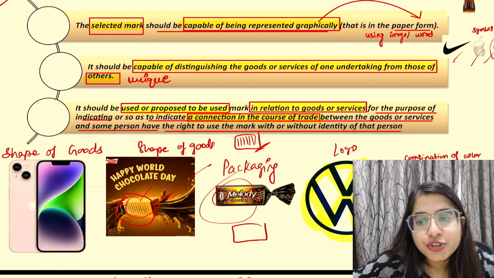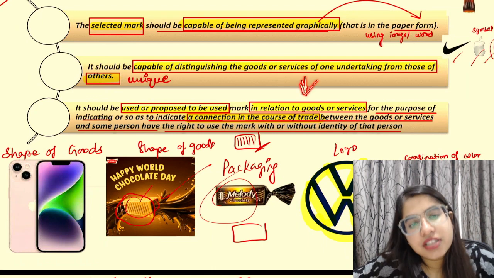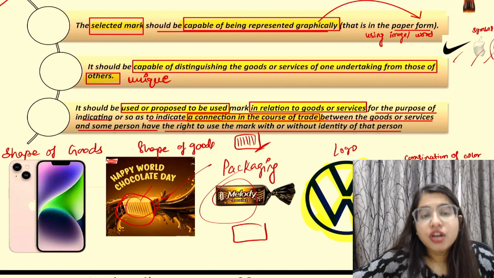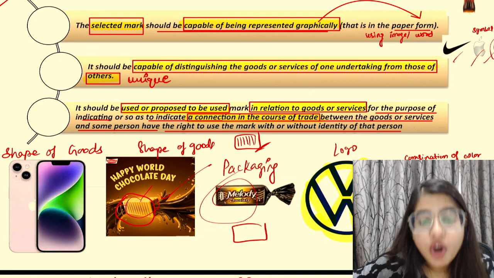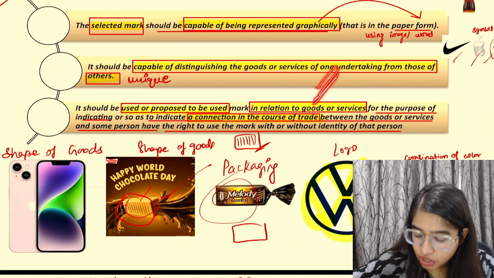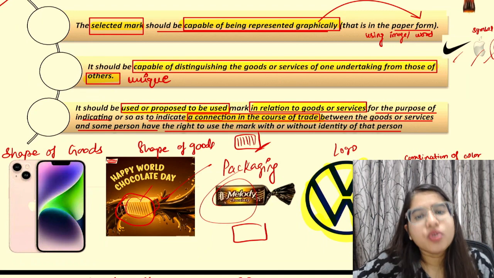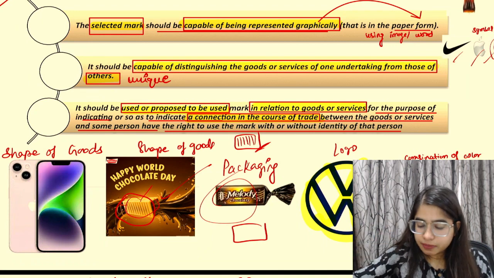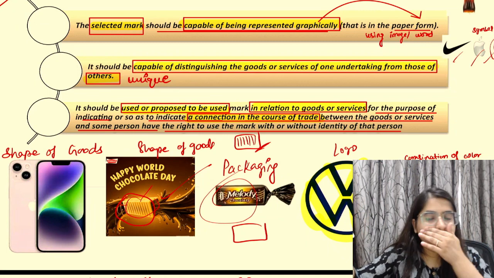So my dear, it should be used only for that business or those goods and service for which you have taken the trademark. If you have taken a trademark, it should be used or proposed to be used only in relation to goods and service, in connection with the course of trade between goods and service, and a person has the right to use that mark with or without identity of that person.